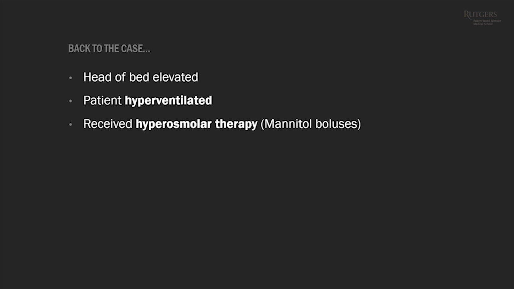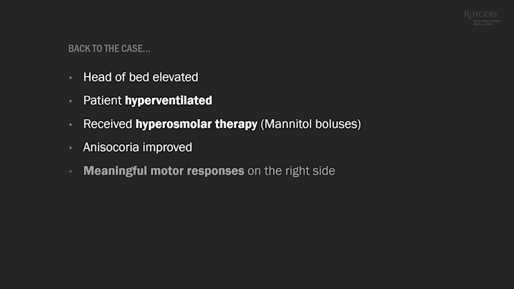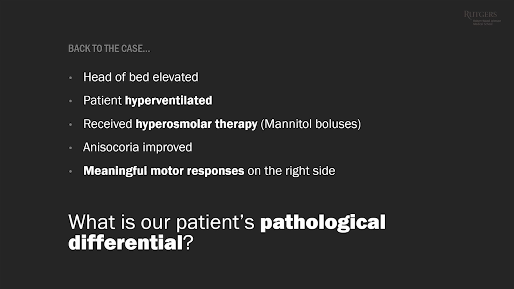So let's get back to our patient. We elevated the head of bed, we hyperventilated her, and we gave her hyperosmolar therapy. After that, we started seeing signs that the herniation was improving. Her anisocoria improved, and now she's got more meaningful motor responses on the right side. Whew. I am breathing a sigh of relief now because we have a moment to start thinking about what else we can do for our patient. So, what is her pathology?